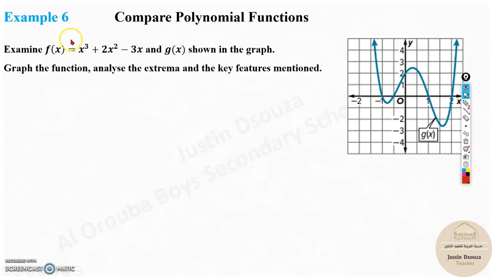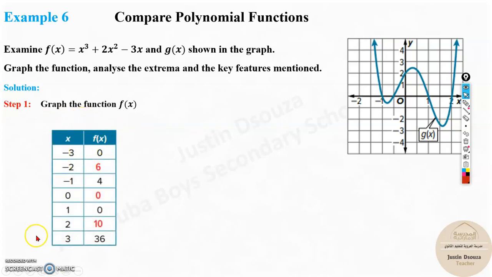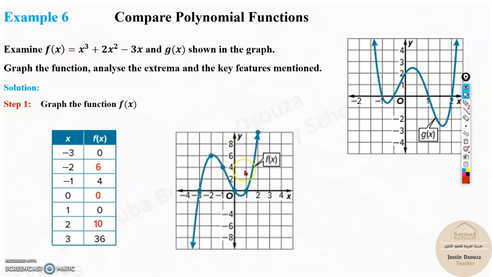They're asking you to graph this and analyze the extrema and the key features. Now, graphing, we have already done graphs, so if you're not thorough with it, please go back to the previous videos and be thorough with graphing by the table method. If you have options of the answer, you can even use the direct method. Now, over here, just take random values, do the graph, and you're going to get a graph something like this.